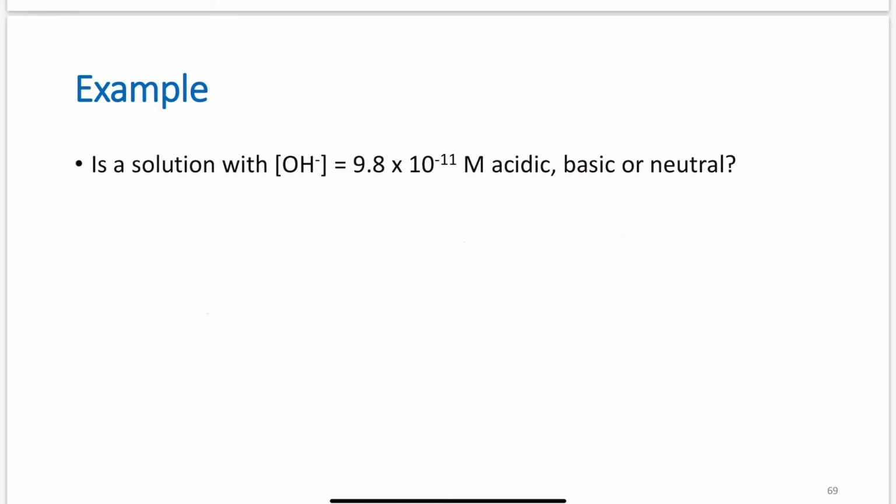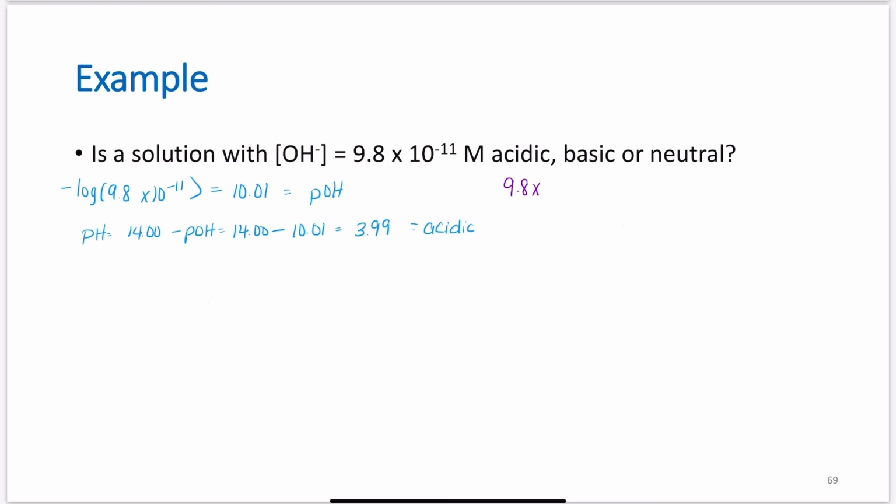I mean, you could say, okay, well, let's take the negative log, 9.8 times 10 to the minus 11. This gives me 10.01, which is my pOH. I could then solve for pH, 14.00 minus pOH, which is 14.00 minus 10.01 equals 3.99, so acidic. But I don't even need to do math. The better way to do this is to think through this problem. We have 9.8 times 10 to the minus 11 molar concentration of hydroxide.